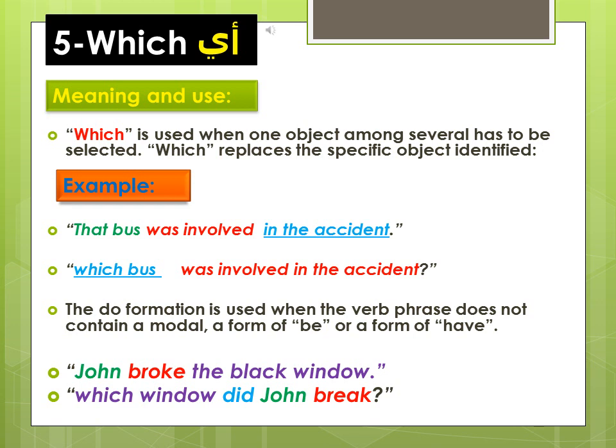So example, that bus was involved in the accident. That bus was involved in the accident. So here we have the auxiliary verb was, which is the one that moves. So which bus was involved in the accident? Which bus was involved in the accident? Meaning which bus is involved in the accident.